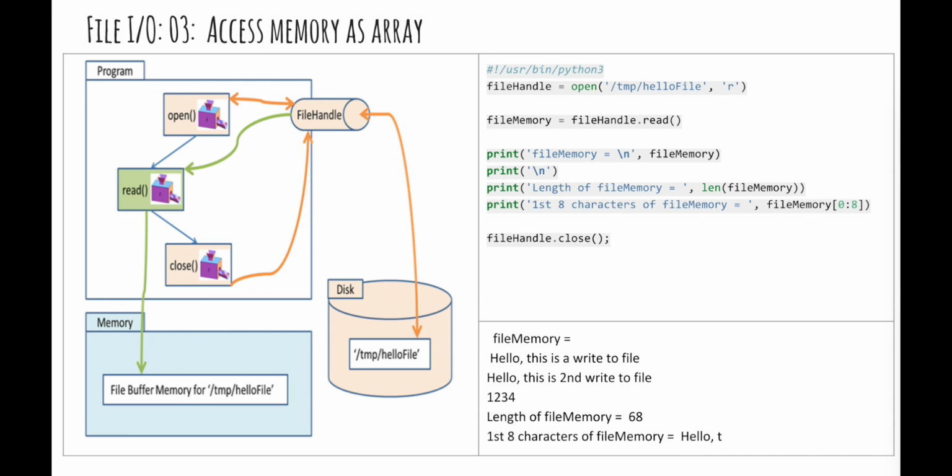In this scenario, we show how the memory buffer can be accessed like an array. So again, we open the file and get a file handle. Then we read from the file handle into the file memory buffer. Again, file memory is like an array, and we'll call the print function on it. We can call other supported functions like finding the length of the array and printing only the first 8 characters of the array. Finally, we close the file handle to release operating system resources.